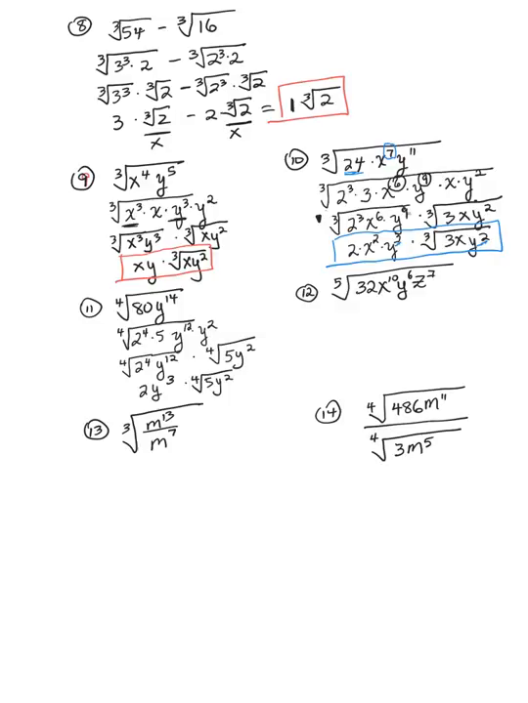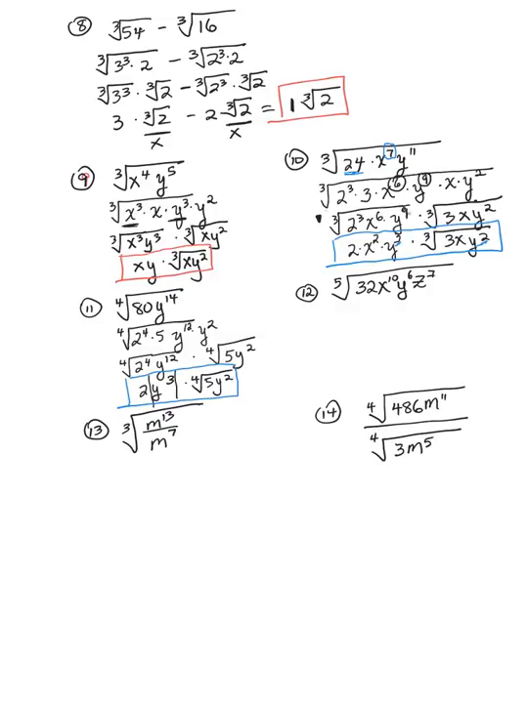Note that technically, because the index is even, an absolute value should belong here, but I will not mark it incorrect if you don't put the absolute value. I'm just doing that for emphasis.